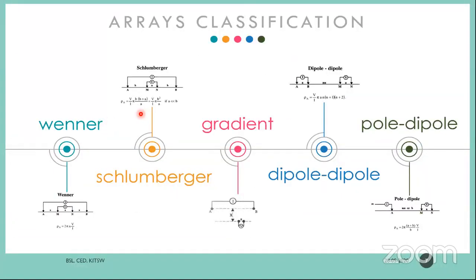Briefly, there are so many types of arrays, but from a civil engineering point of view, especially geotechnical, there are 4 major electrode arrays. One is Wenner, second is Schlumberger, third is dipole-dipole, and fourth is, sorry, pole-dipole. We'll see each one and discuss in detail.